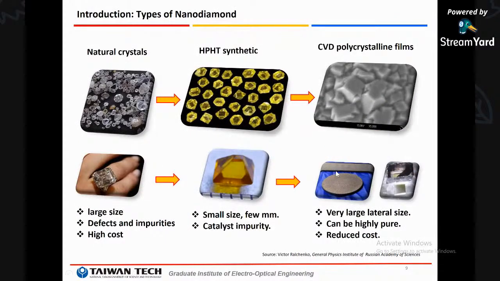And as you can see in the figures here, the natural crystal diamond, as everybody knows, everybody likes to buy because it's very shiny. And it's a large size as well. It has high impurities and defects. Also, it's a very high cost, right? Very expensive. But the HPHT diamond is a synthetic diamond, which can be prepared as well, like a fake diamond. You can prepare it using HPHT. It's a small size. It will also look like the natural diamond, but the cost is also less.